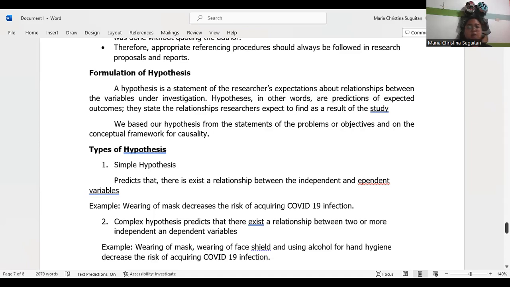And then, how about complex hypothesis? Okay, a complex hypothesis predicts that there exists a relationship between two or more.